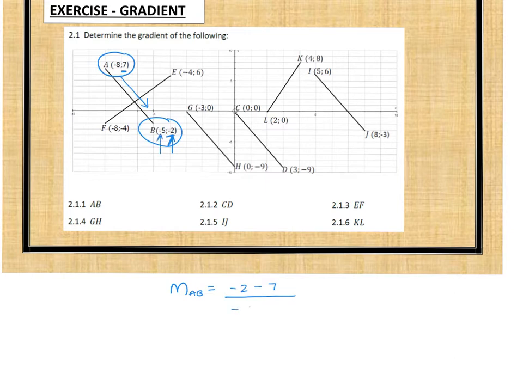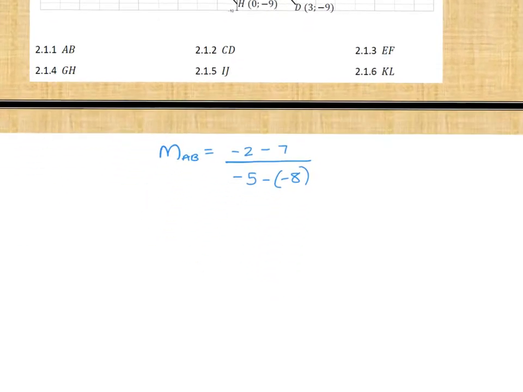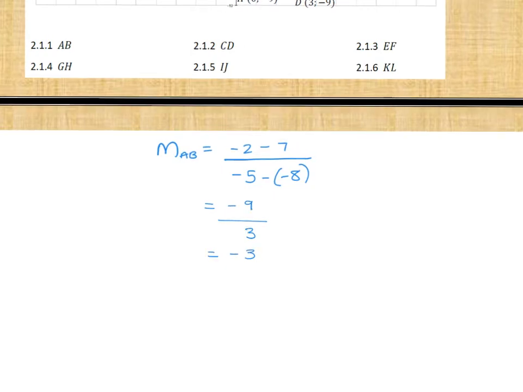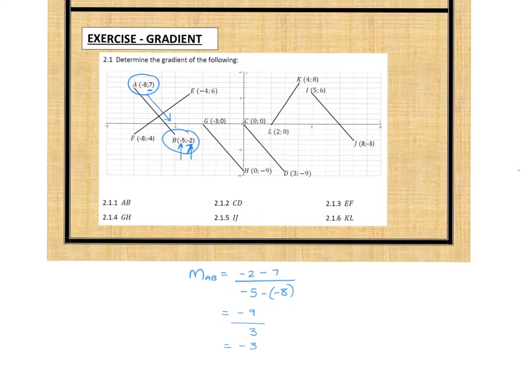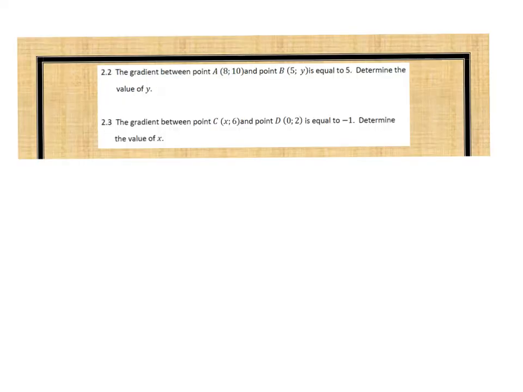So it's going to be negative 5 minus negative 8. So then here I get negative 9 all over, that's going to be negative 5 plus 8 is positive 3. And so that's going to be negative 3. And the gradient should be negative because we have a negative slope. All right, so the rest of them are pretty much the same. You've been given the points. You just have to use the formula correctly.